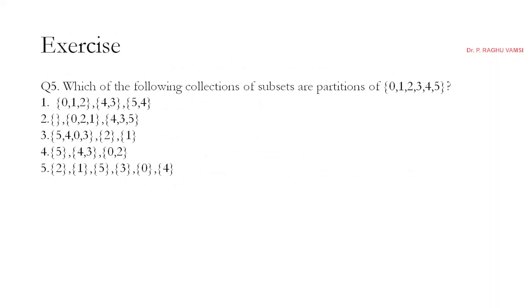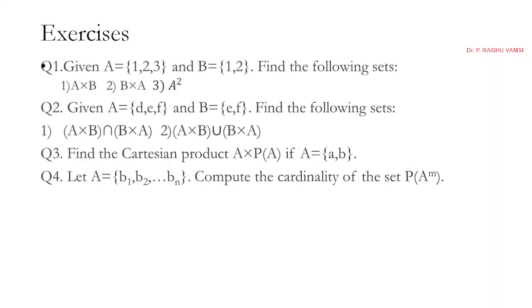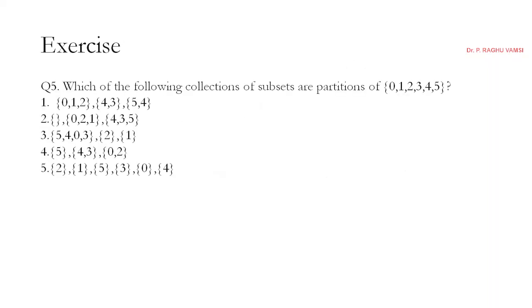If A is equal to {B1, B2, and so on up to Bn}, compute the cardinality of the power set of A to the power M. You can take the value of M to be a little bit higher, like 4 or 5. You can do it, and this can be easily done by you.